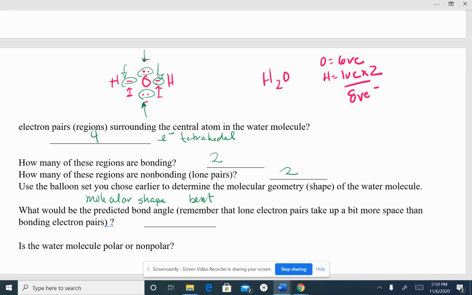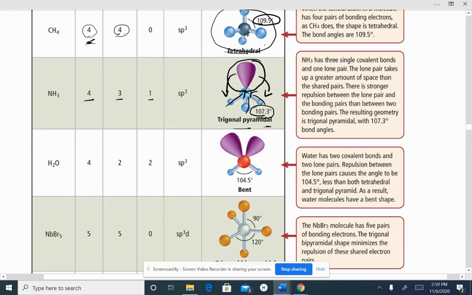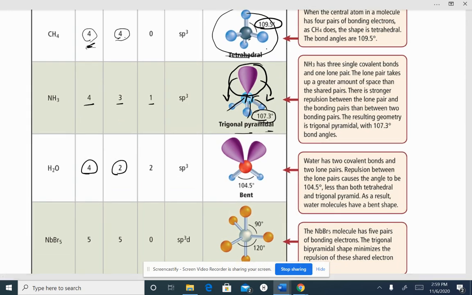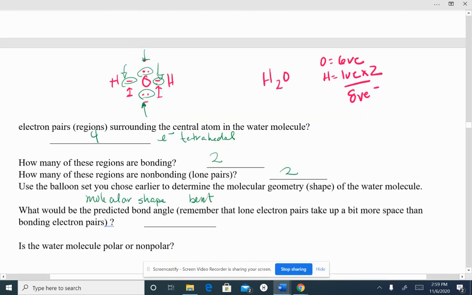Now, if I look at my other chart to figure out the bond angle here, okay, so 4 electron areas, 2 are bonding, 2 are not. I have a bent geometry. I have a bond angle of 104 because once again, these 2 lone pair areas are going to take up more space than a bonding pair. So it's going to smush down on that angle a little bit more. So I have what's called a bent geometry. Okay, so our predicted bond angle is going to be 104.5 degrees.